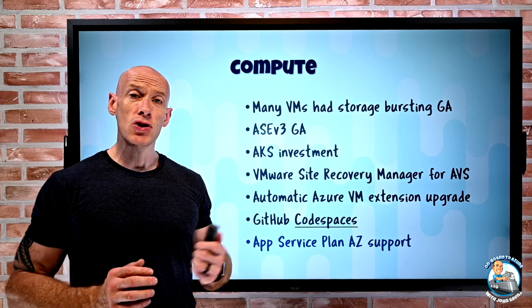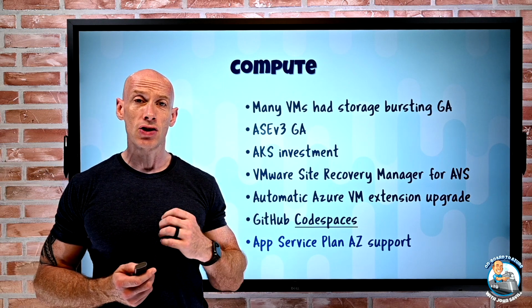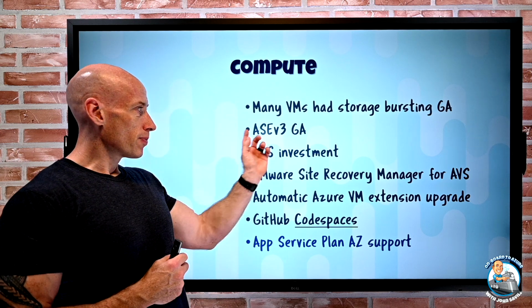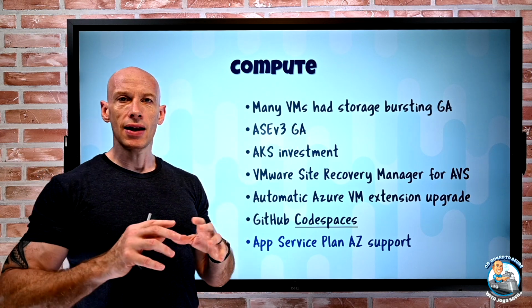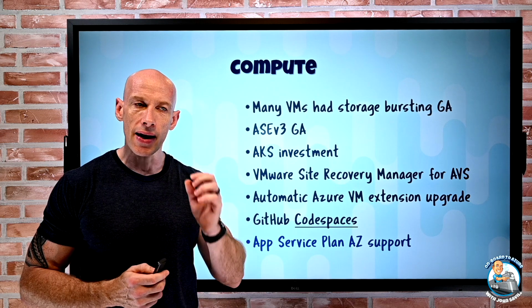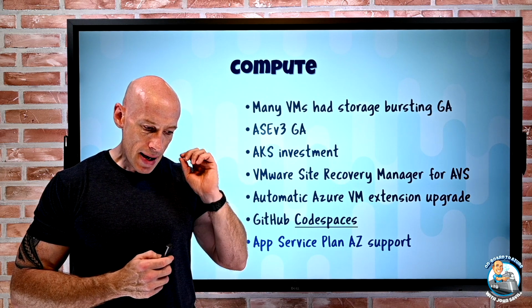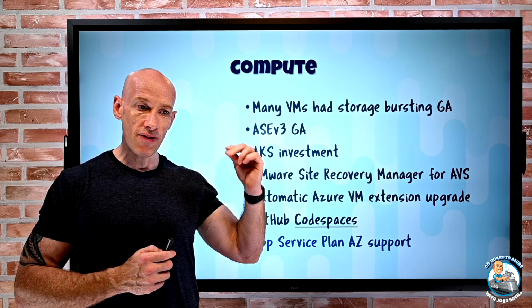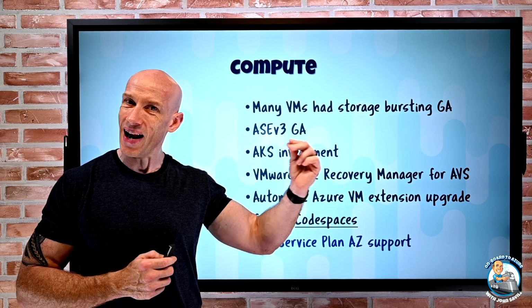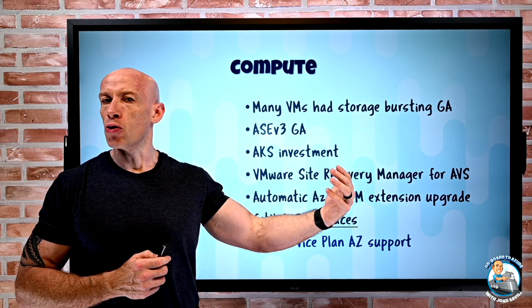And regular app service plans now have availability zone support. So that's separate from the ASE. This is just regular, those multi-tenant app service plans. I can now have AZ support. It must be the Premium V2 or Premium V3 plans, and I have to create a new plan.